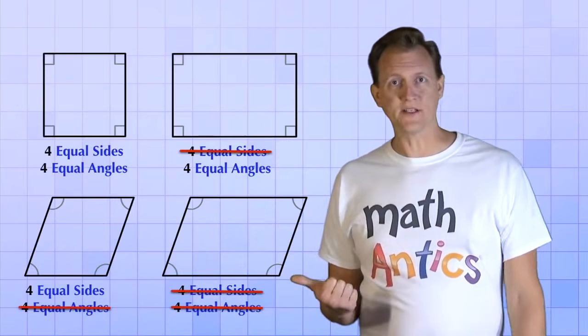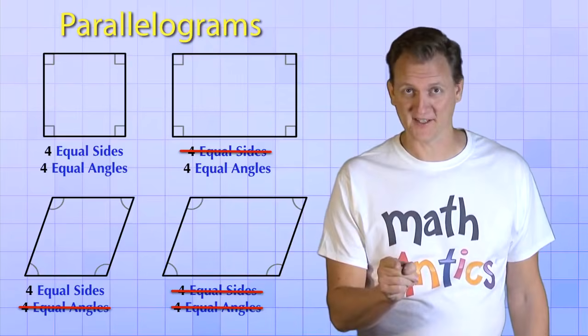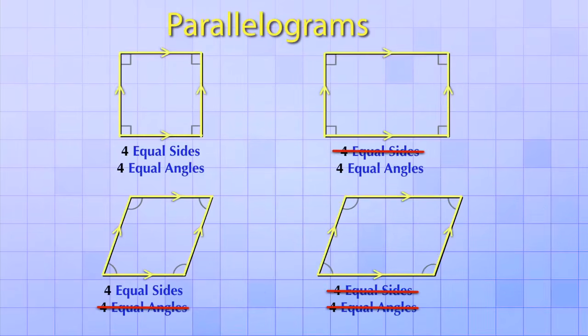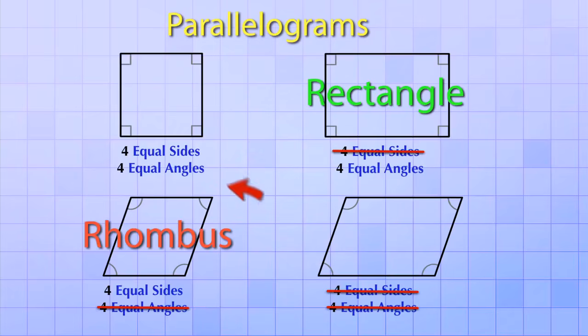Now wait a second. If that's the definition of a parallelogram, a quadrilateral that's made from 2 pairs of parallel sides, then wouldn't all these other shapes be parallelograms too? Exactly. All of these shapes are parallelograms, just like they're all quadrilaterals. It's just that we have special names for them if their angles are all equal, a rectangle, or if their sides are all equal, a rhombus, or if both their sides and their angles are all equal, a square.